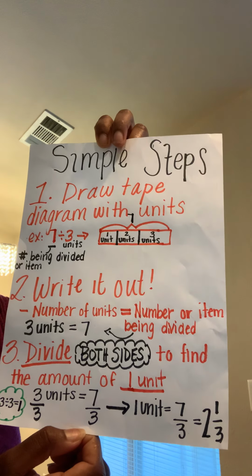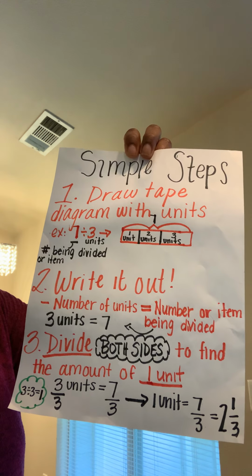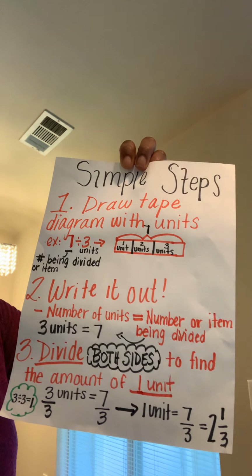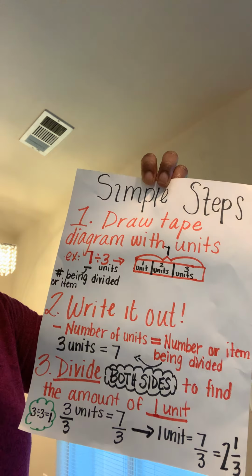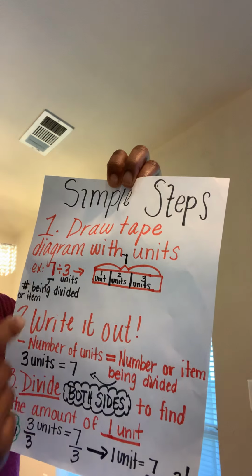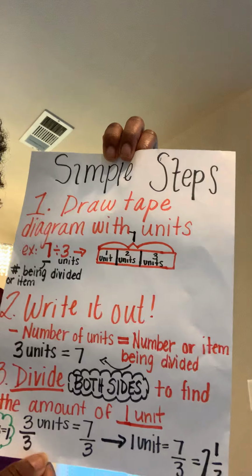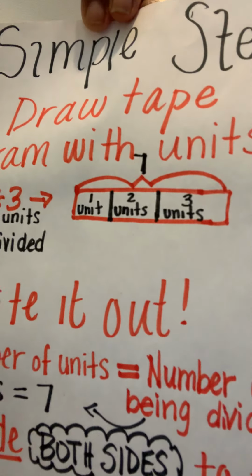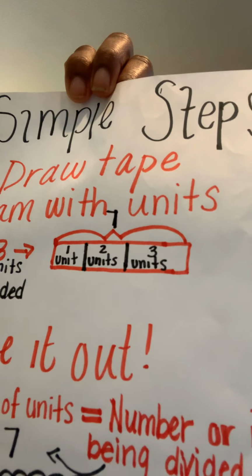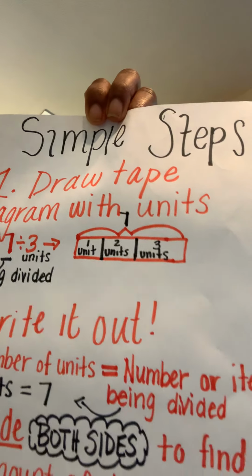Okay, so I provided an example right here. So your first example, we've got 7 divided by 3. Our 7 is representing the number or item that you're going to be dividing. And then our 3 is the number that we're dividing by, which is going to represent our units. I've drawn it here. We've got our 7 to represent our piece of tape, and then we've divided that tape into 3 units, which we've done here.